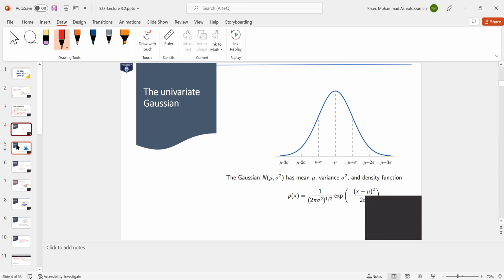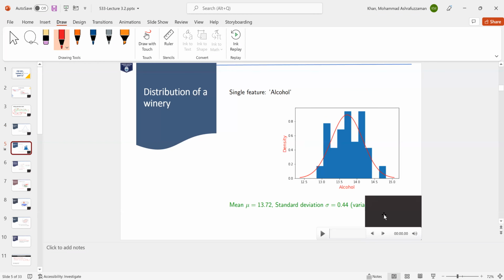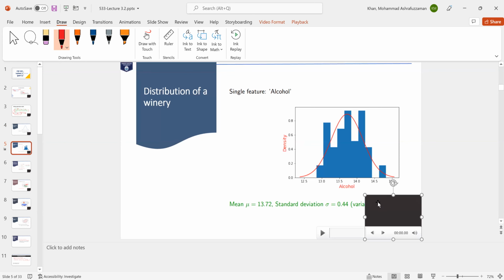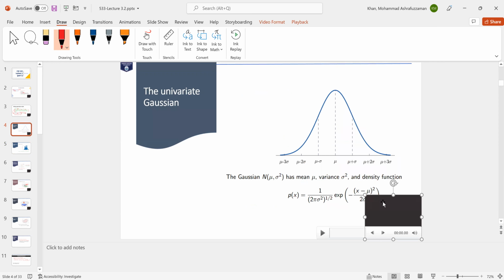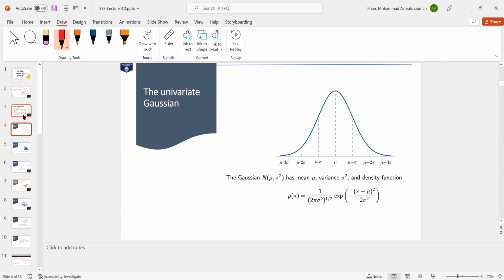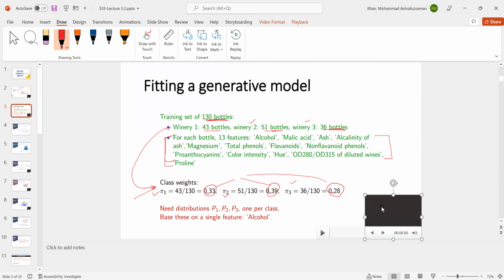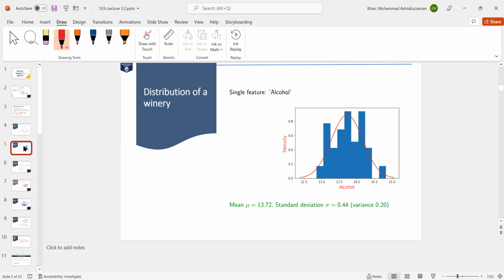For example, from the winery data, if we plot the feature values for alcohol level, we'll get a graph like this. So this is the graph we'll find for this data set.